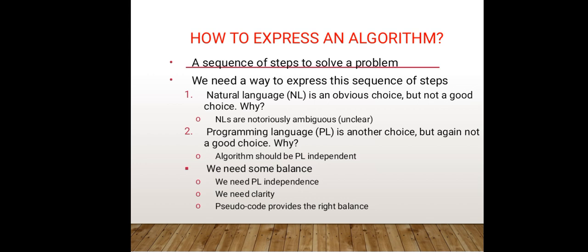So in the balance here, this is where I talked about the margin. Remember the margin? What did I say about the margin? Under margin, I talked about where you get two components. You get the natural language as well as the programming language. You merge them to make one. So that's what it means when we say we need some balance, and we need programming language independence, and we need clarity. We need pseudocodes which provide the right balance.